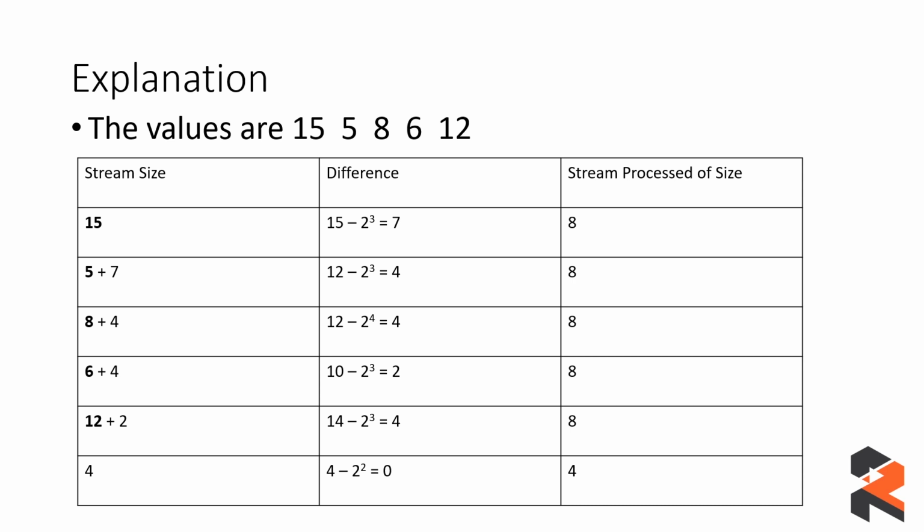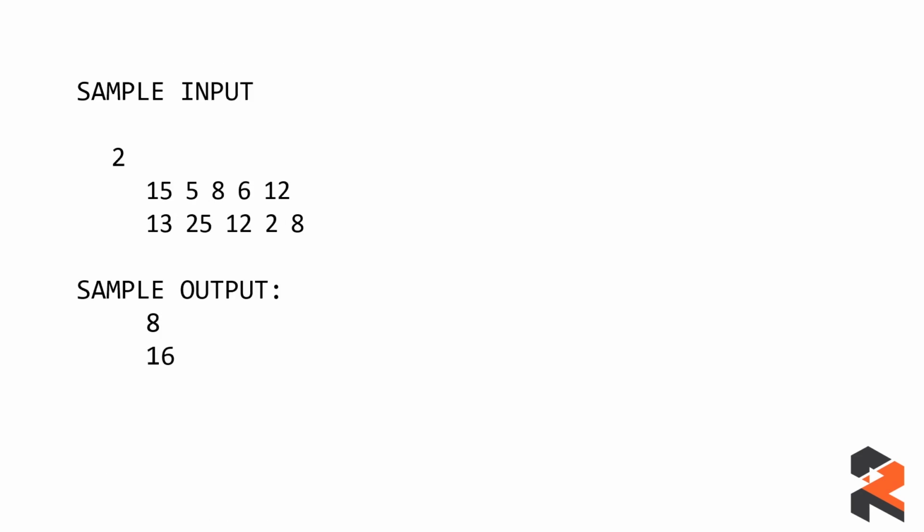The similar case is going to be true for the second set of input which we receive, where the stream sizes are first 13, then 25, then 12, then 2, then 8, and we are following the same procedure here as well. As you can see, the processed stream sizes are 8, 16, 16, 8, and again 8, and at last we will have a value of 4 in this case. So the maximum value of the processed stream will be 16. So that is how we arrive at the outputs 8 and 16 which we saw in our sample output.